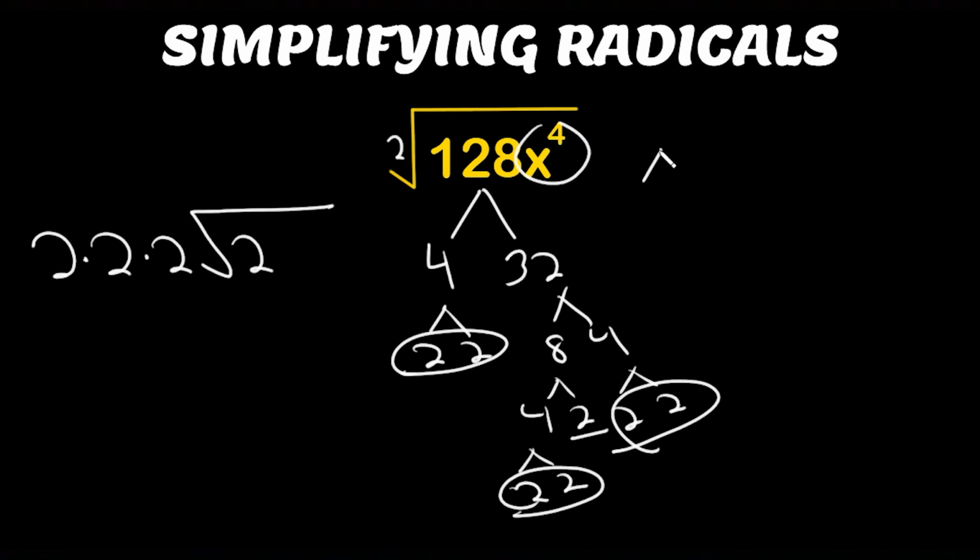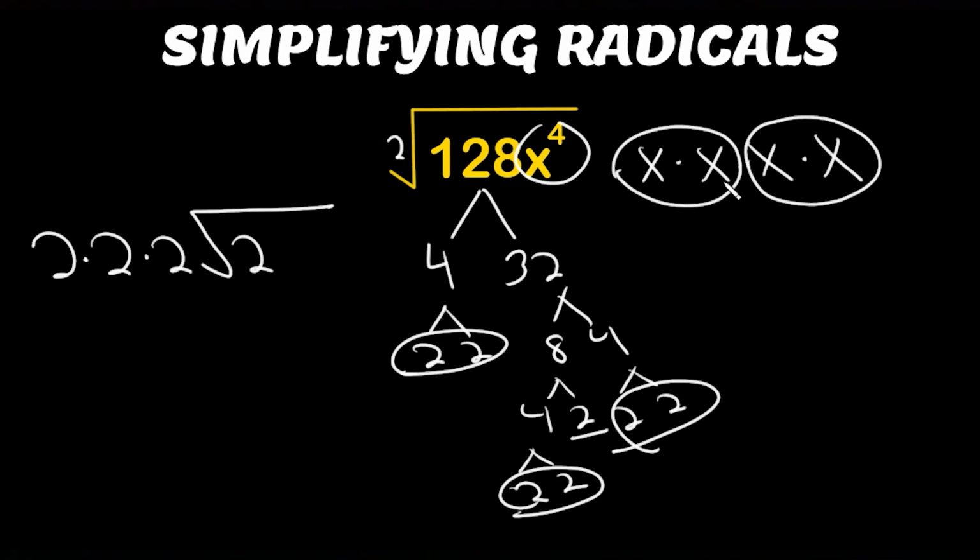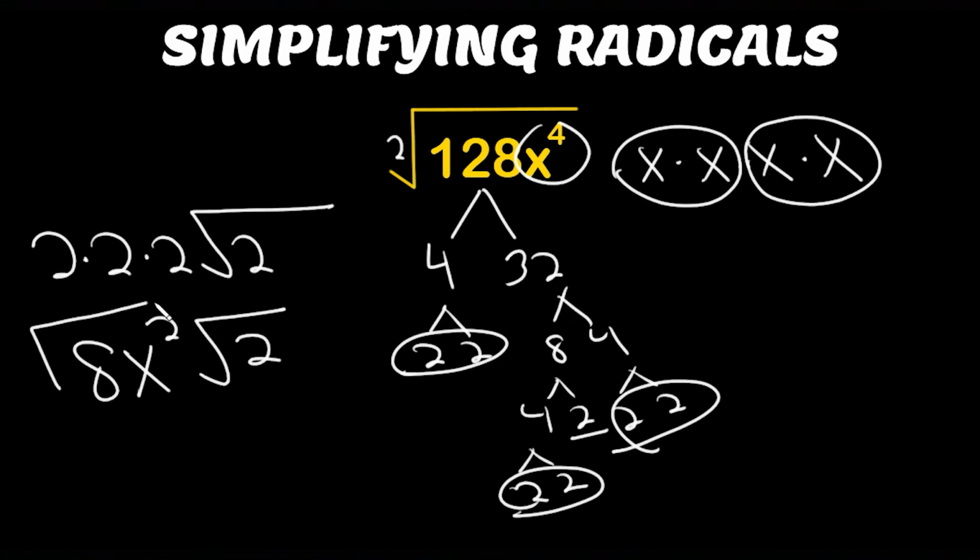And now let's take a look at our variable. Again, that's really x times x times x times x. My index is 2, so I have a pair here, and I also have a pair here. So I can pull out 2 x's. So putting it all together, I'll end up with 2 times 2 times 2. That will give me 8. And now remember, I'm pulling out 2 x's, so x times x will give me x squared. So I have x squared here, and then the square root of 2. Okay, done. That's our final answer right here.